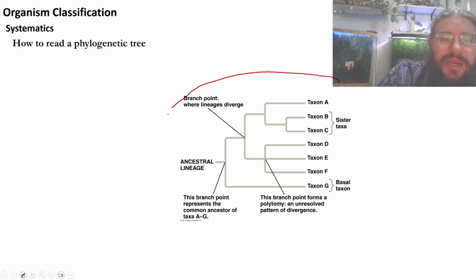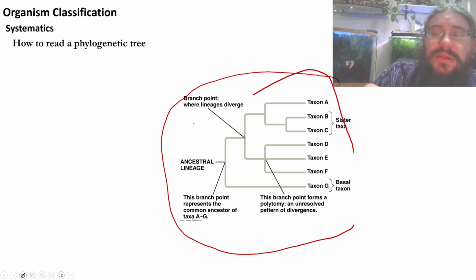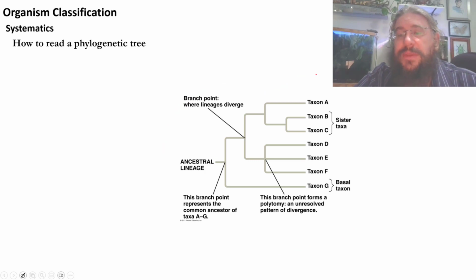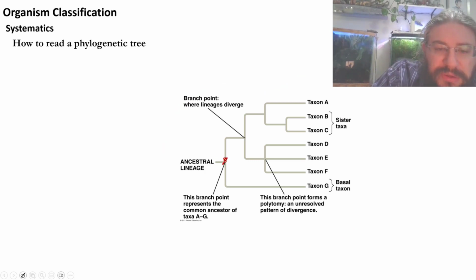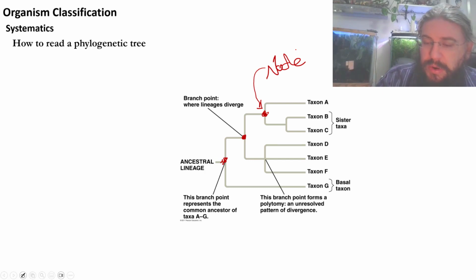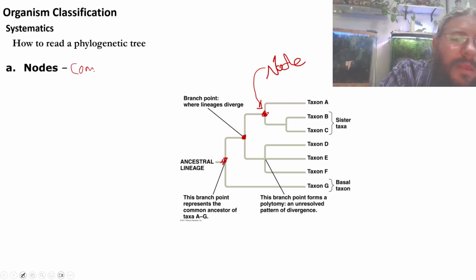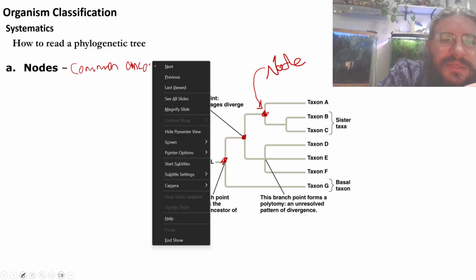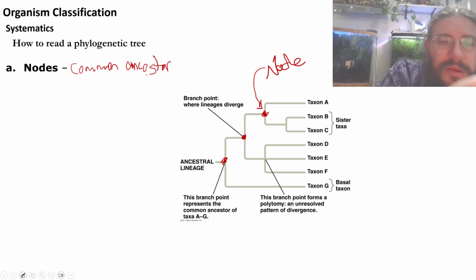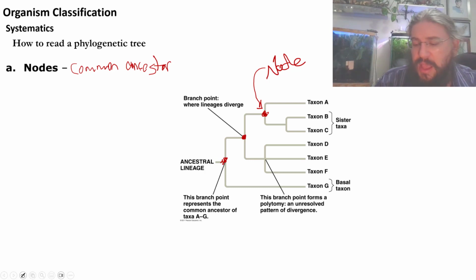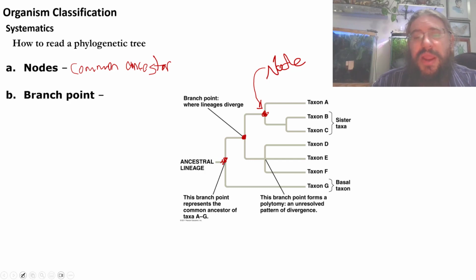So this is a phylogenetic tree. Now let's talk about our terminology that we use for our phylogenetic tree. So anytime we have a branch that shows common ancestors, this is referred to as a node, right? So a branch point, so a common ancestor. So nodes are common ancestors. They're basically the little points just before where we get branches. A node is generally where we find a branch point.